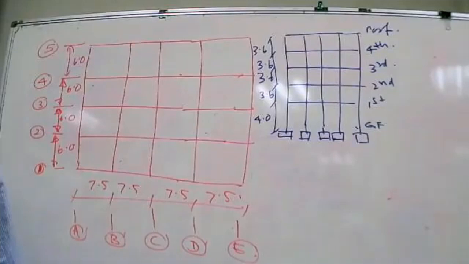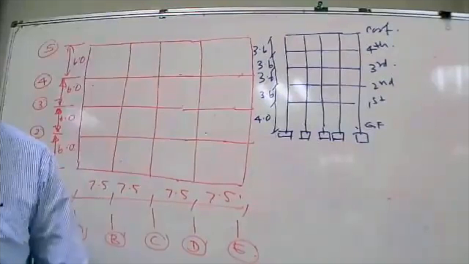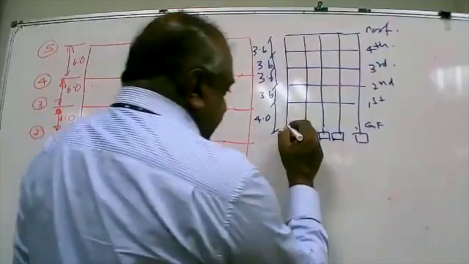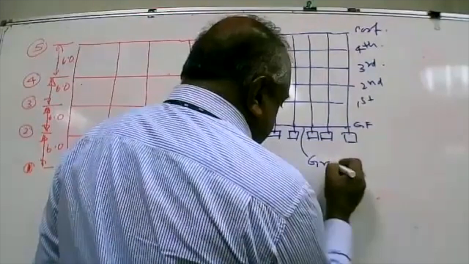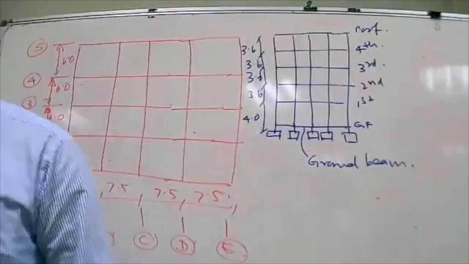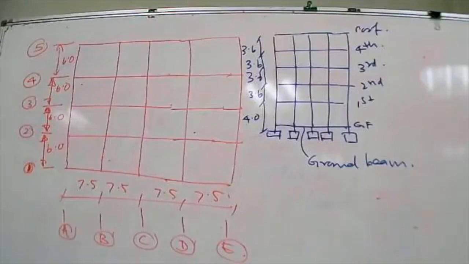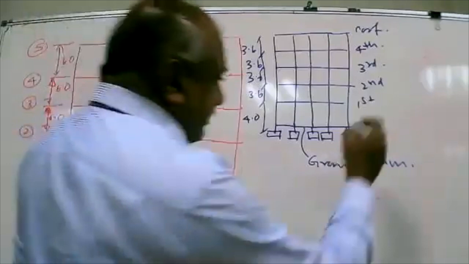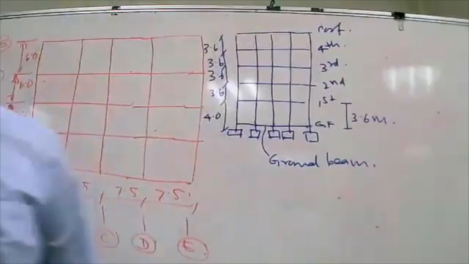At the ground floor, you can see there's a 4 meter height, but we like to have the same height for all the floors. So how do you ensure that we maintain the same height? We can introduce a ground beam. Introducing a ground beam is common for low rise, medium rise, all. The moment you introduce the ground beam, what is the floor to floor height? 3.6 meters. So all the floors will have a floor to floor height of 3.6 meters.